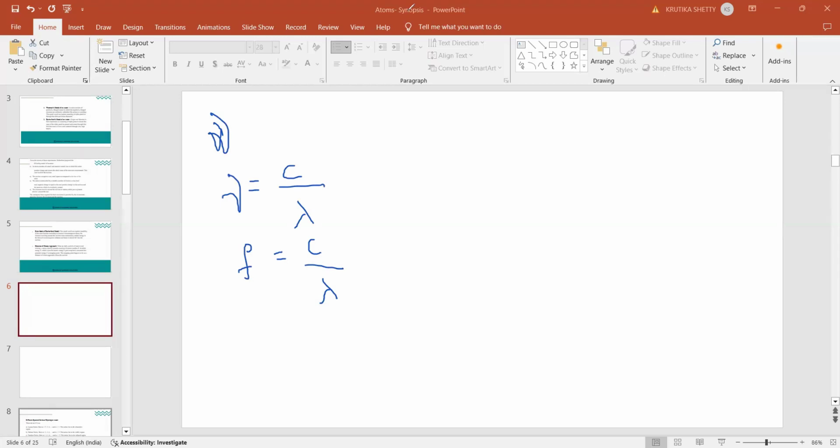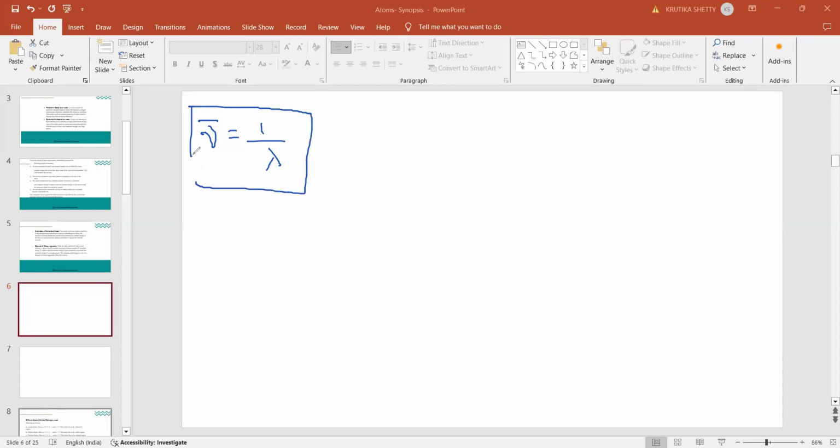Now, we will discuss what wave number is. What is wave number? The wave number is denoted by the letter nu bar. The wave number is nothing but the reciprocal of the wavelength. We are stating the definition here: the reciprocal of the wavelength is called the wave number. So this is wave number.